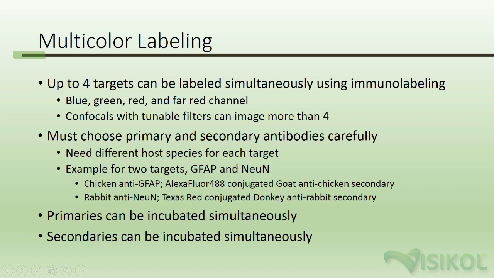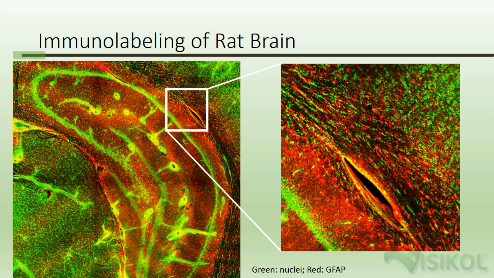Multicolor labeling. Up to 4 targets can be labeled simultaneously using immunolabeling, taking advantage of the blue, green, red, and far red channel. Confocal microscopes with tunable filters can often image more than 4 colors simultaneously. You must choose primary and secondary antibodies carefully for multicolor labeling. Antibodies require a different host species for each target.